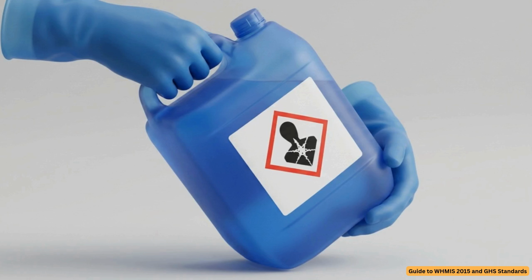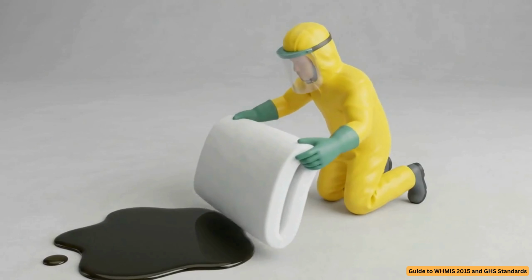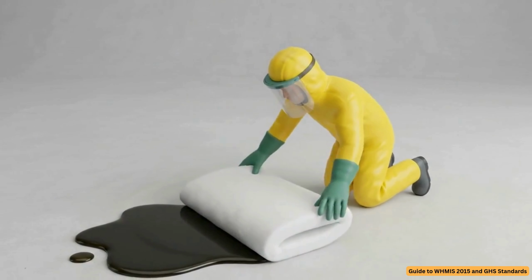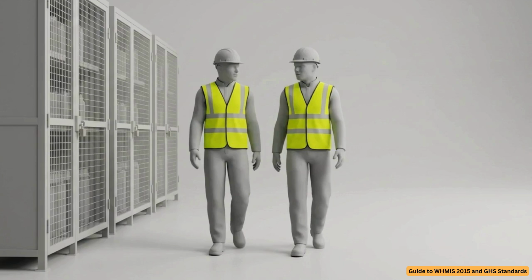You only need 2 tools to apply these skills on the floor: the physical label printed directly on the product's container and your employer's safety document binder or digital database. Knowing how to use these tools means you won't have to guess what to do when a container spills. You will rely on a proven, controlled protocol to protect yourself and your coworkers.